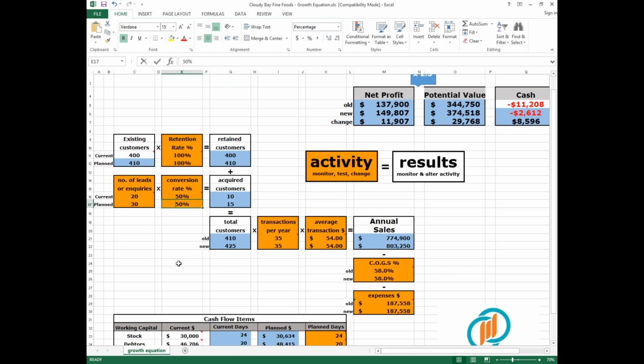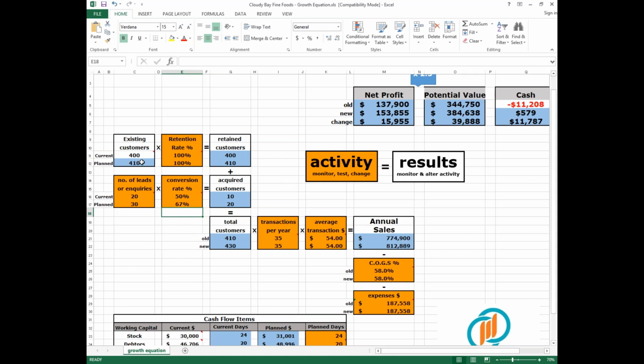So I'm going to take a punt here and say if we could get that up to 2 out of 3 times, let's put 67% there. So if we got 2 out of 3, we could see that she would deliver almost another 9,000 worth of sales per year, which is really good.